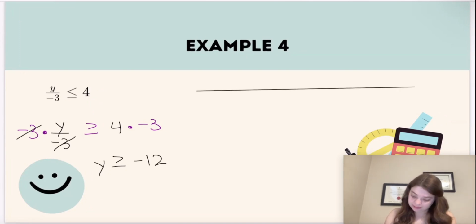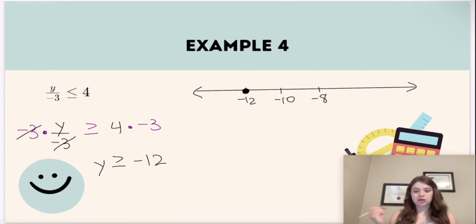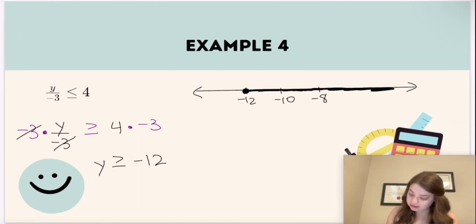I'll also be drawing a number line here as well. And we know that everything that's greater than or equal is included. So first I'm going to draw a filled in circle on negative 12 because it is included. So we wouldn't do an open circle, we do a closed one here. And it's everything greater than and negative 12 itself as well. So I'm going to shade in everything to the right because everything to the right of negative 12 is a number that is greater than it.